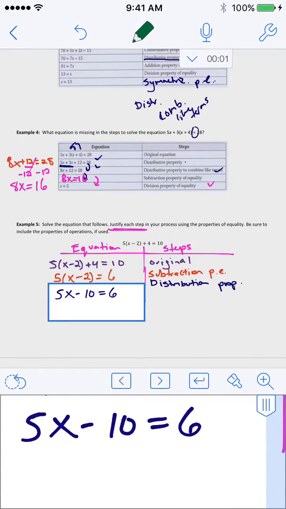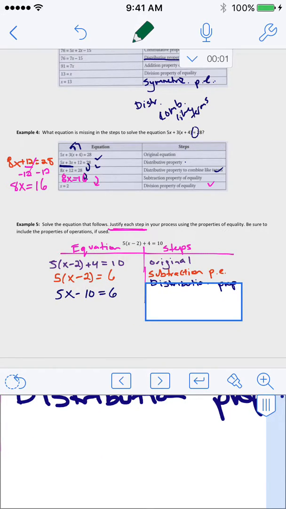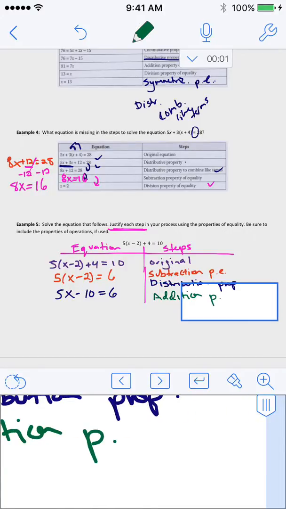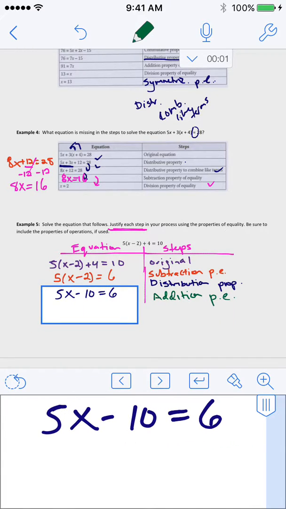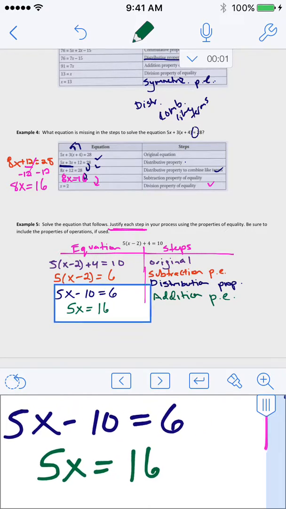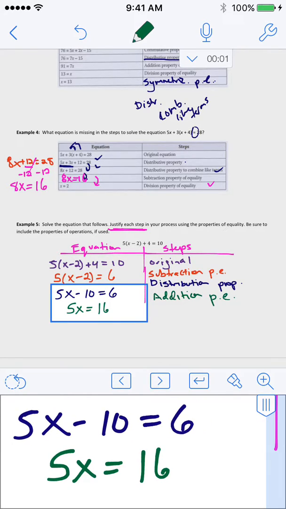All right, next I think I'm going to get rid of that negative 10, right, as far away from the variable as I can. And in order to get rid of a negative 10 or a subtract 10, I'm going to counter with an add 10. So I'm going to use the addition property of equality. And I do that. I hit add 10 on this side. I'm just left with 5x. Add 10 on that side, and I'm left with, I want to say 16. Yeah, 16. I don't know why that took so long. All right, so 5x equals 16.